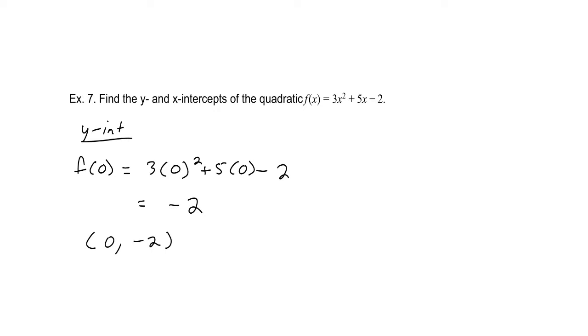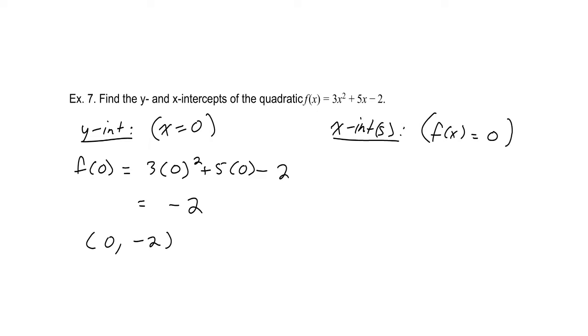Now our x-intercepts could have 2. We never know. X-intercepts are given by setting that equal to 0. So setting f of x equal to 0. If you notice, this was setting x equal to 0. That is setting f of x equal to 0. So 3x squared plus 5x minus 2 equals 0.